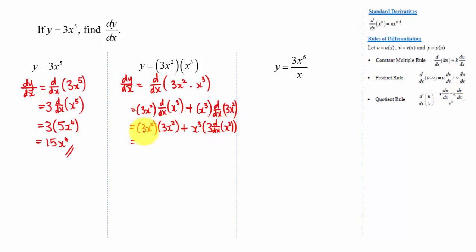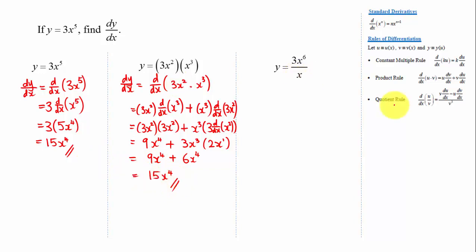Let's evaluate the expression. 3 multiplied by 3 is 9. x squared multiplied by x squared is x to the power 4, plus 3x cubed. Now I need to differentiate x to the power 2. The power rule says that I bring down the power, reduce the power by 1. So I bring down the power 2 and I reduce the power by 1. 2 minus 1 will be 1. So I have 9x to the power 4 plus 3 multiplied by 2, I get 6x to the power 4. 9x to the power 4 plus 6x to the power 4, I will get 15x to the power 4. Notice that we get the same answer as before.